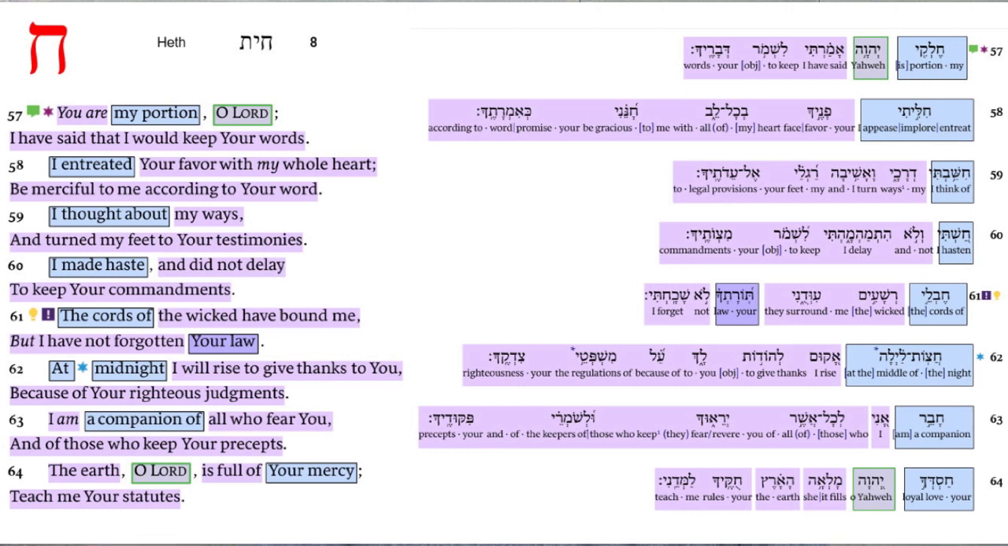So the first one, you are my portion. And it's not a phrase that we would use very much, but what could a person have in this world that we would be able to say, this is my lot in life, this is my portion, this is what's been given to me, this is what I have? In this case, he doesn't see it in the material sense, but rather it's that the Lord is my portion.